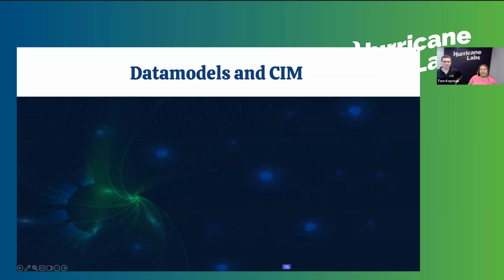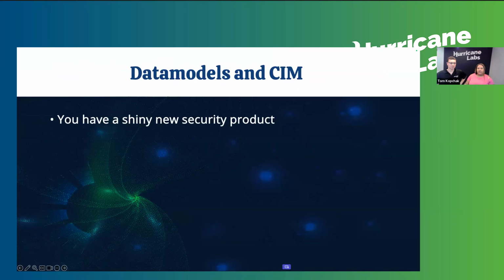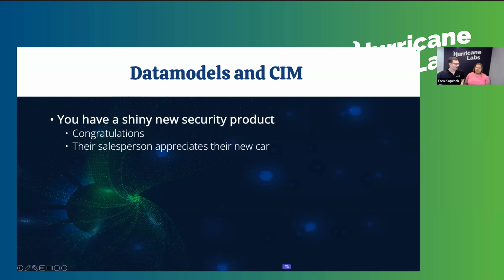So let's talk a little bit about the Common Information Model and data models. So first up, congratulations, you've got a shiny new security project. So that shiny new project or product resulted in your salesperson getting a new car. I would say if I was the person selling it, I don't sell anything here, but I'd appreciate a Rivian, so keep that in mind. But they're sure enjoying their new whatever it is.